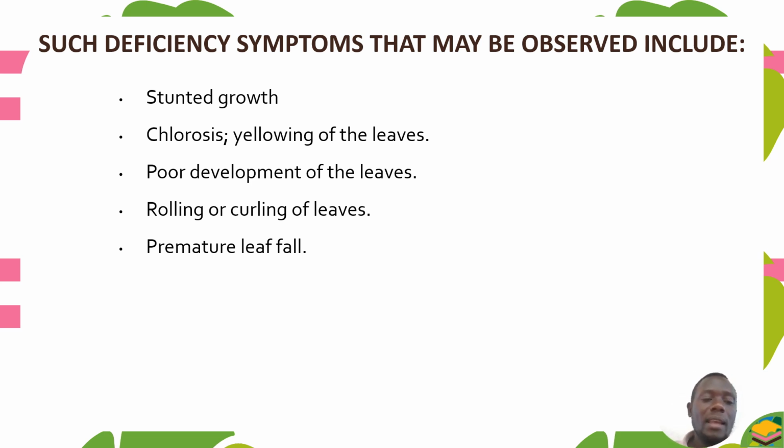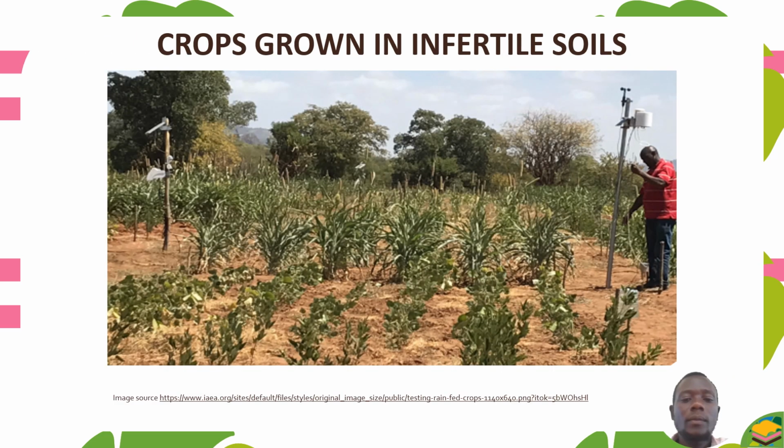when you're comparing in the soils that are not fertile. So this is just a picture for you to appreciate the crops that have been grown in a poor or in an infertile soil. So the crops can be seen that they are really stunted. They are not growing in a proper way.